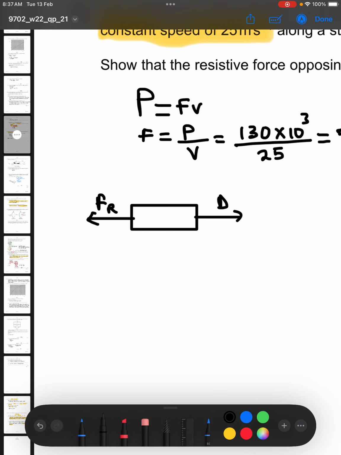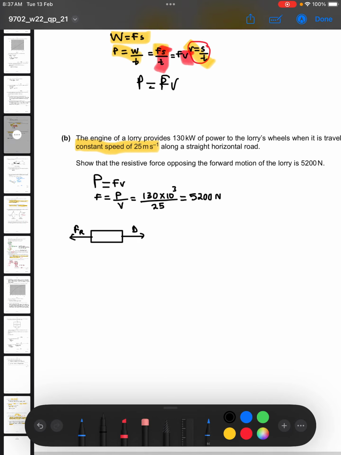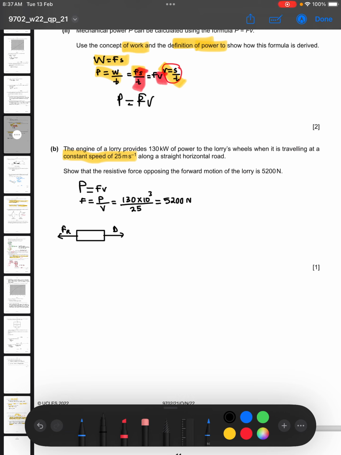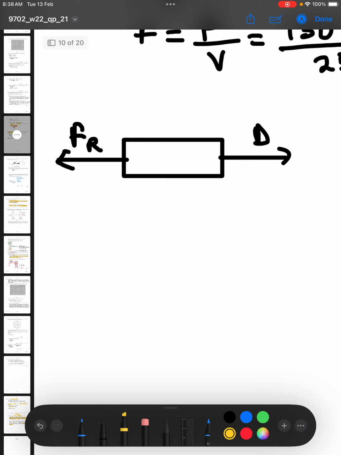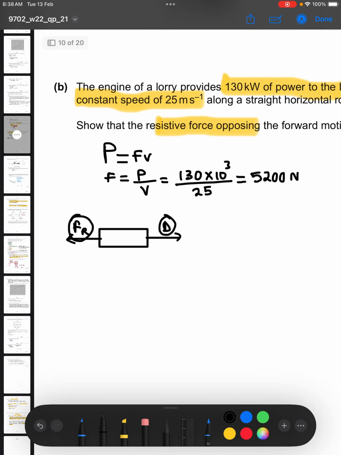We are not told of any other forces except for these ones. We are to show the resistive force opposing the forward motion of the lorry. We are also told that the engine of the lorry provides 130 kilowatts of power, so definitely the engine is providing a force. There are only two forces we are aware of in this case, so those forces are equal. The drive force of the lorry and the resistive force are equal, so that the resultant force is zero and it is moving at constant speed.